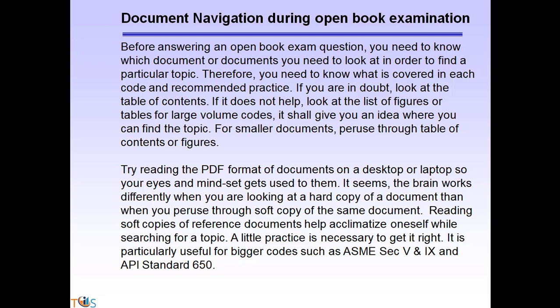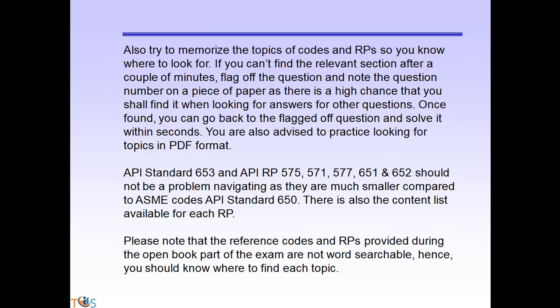Reading soft copies of reference documents helps acclimatize oneself while searching for a topic. A little practice is necessary to get it right. It's particularly useful for bigger codes such as ASME Section 5 and 9 and API Standard 650. Also, try to memorize the topics of codes and RPs so you know where to look.